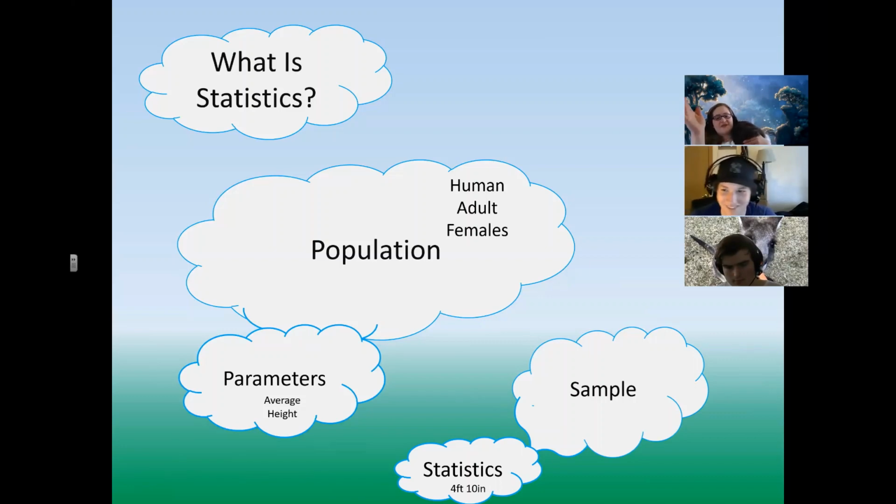So this is clearly a problem, yes? It's a problem that they're 4'10". The problem is we're trying to estimate the adult human females, and we've got statistics that are clearly inaccurate. So this goes back to what you guys were saying about how you have to be very careful about how this sample was taken.